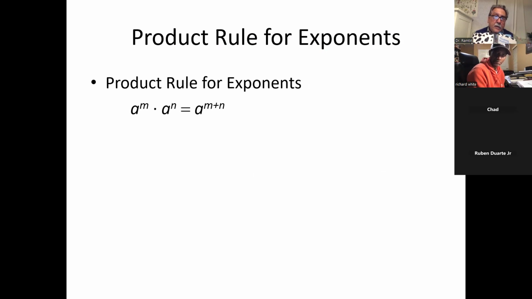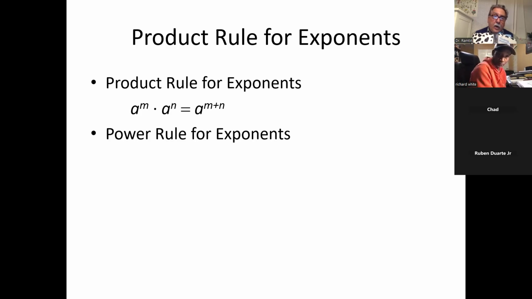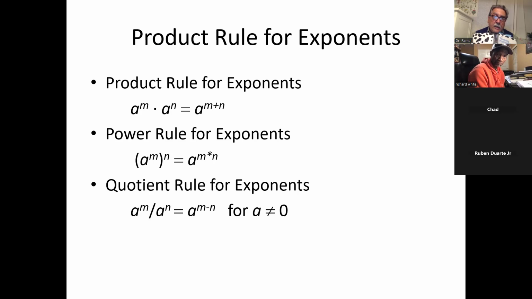Product rule. If I have a to the power of m times a to the power of n, the bases are the same. You just keep the a and add the exponents. Power rule. If I have a to the power of m and then in parentheses to the power of n, it is the same as a to the power of m times n. Quotient rule. If I have a to the power of m divided by a to the power of n, it is the same as a to the power of m minus n. All right?